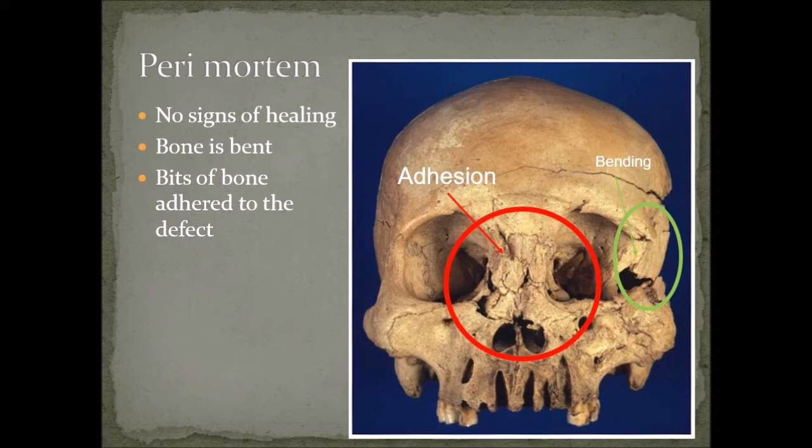And there's a couple other ways that this could happen taphonomically, but generally speaking, this is associated with something called perimortem trauma. Okay, so look for bending, look for adhesion, and that's a dead giveaway that that bone was fresh when it was smushed.